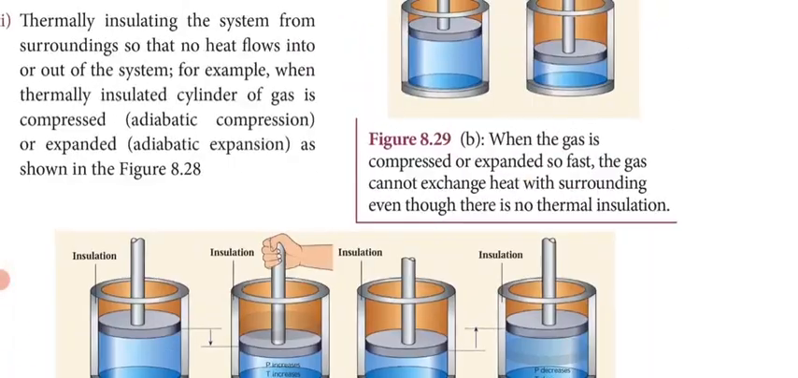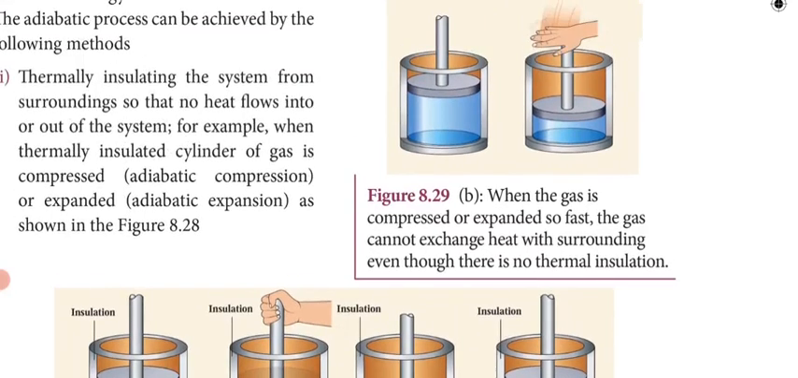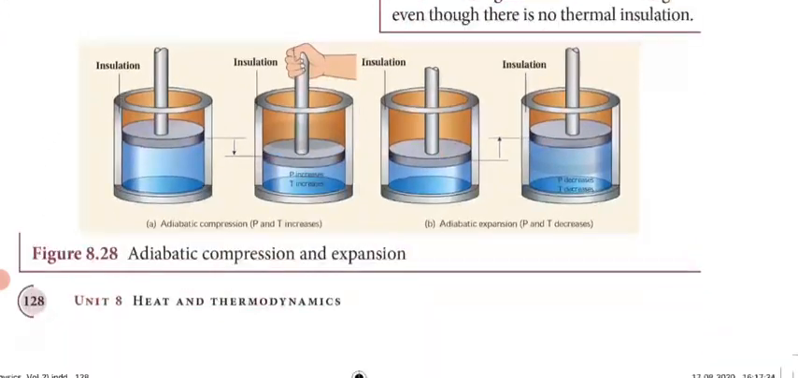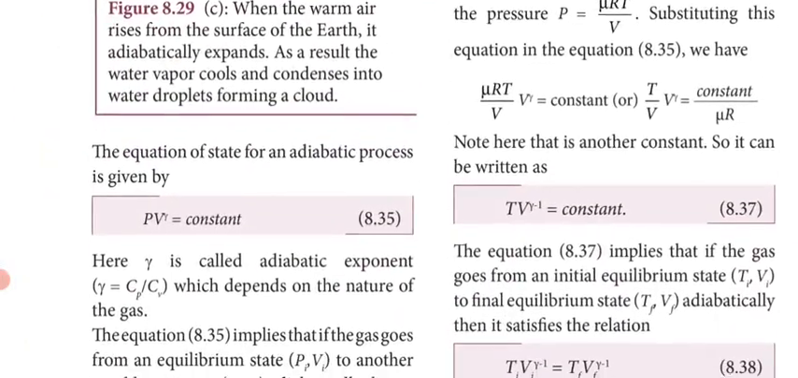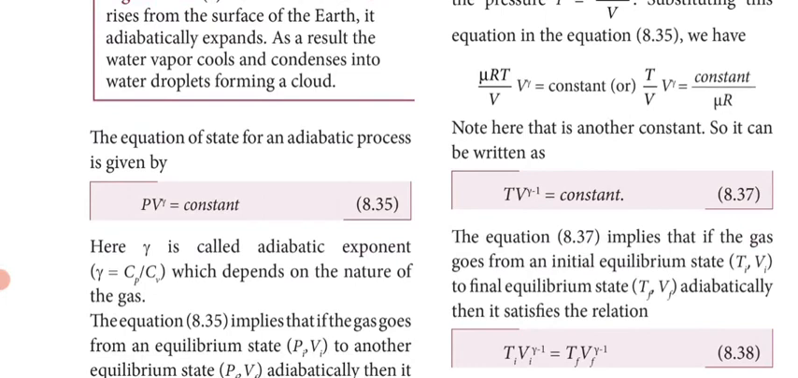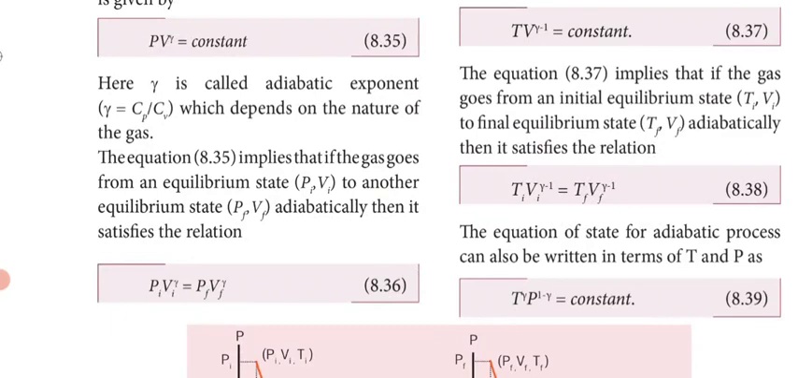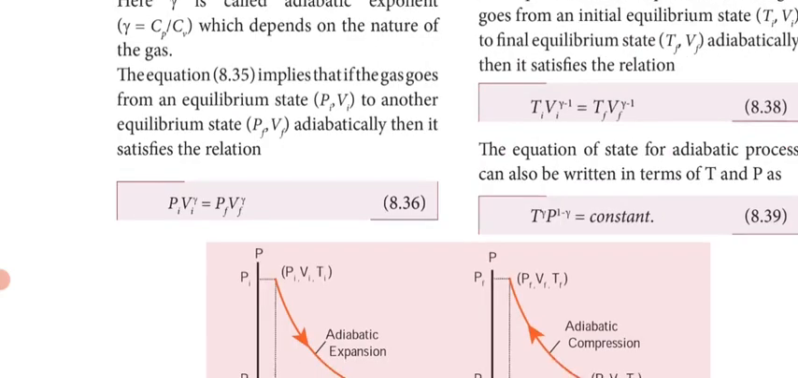When you see this diagram, when the gas is compressed or expanded so fast, the gas cannot exchange heat with the surroundings, so even though there is no thermal insulation, it will not give any heat to the surroundings. The equation of state for an adiabatic process is PV^nu equal to a constant, where nu is the adiabatic exponent. That is nothing but the ratio of the specific heat at constant pressure to that at constant volume, which depends on the nature of the gas.